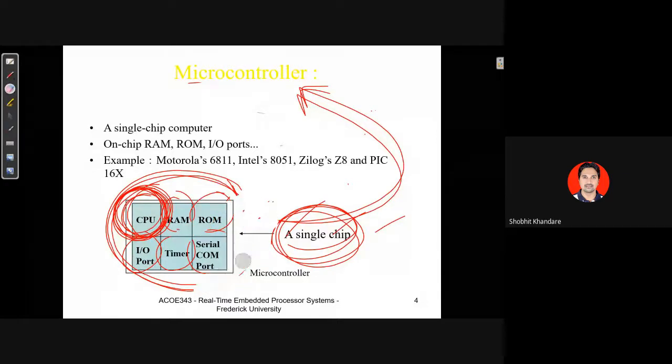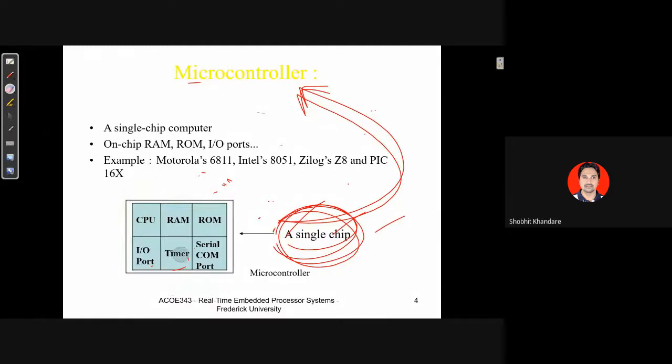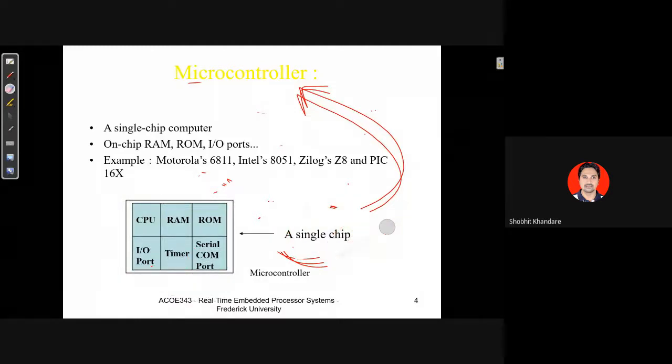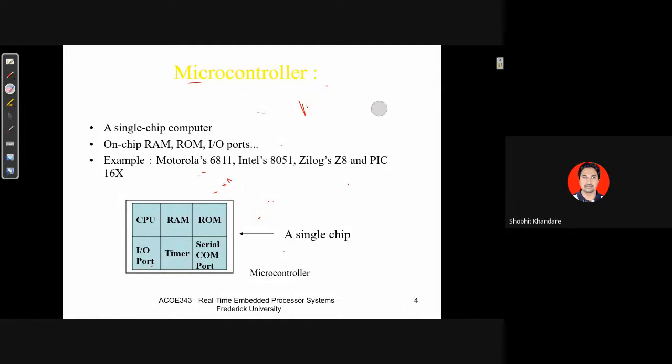Any question, please ask. Any question, any doubt? Yes or no? No, sir. Okay. So we have understood the difference between microprocessor and microcontroller. Okay.